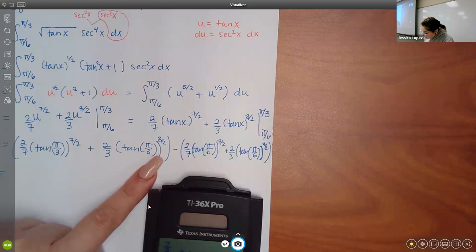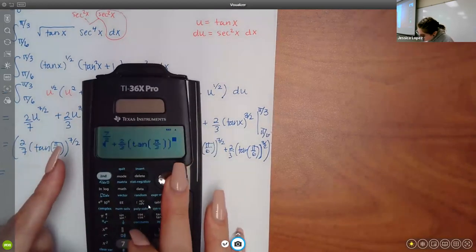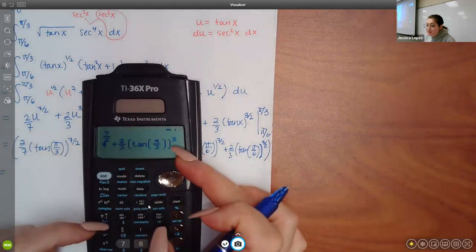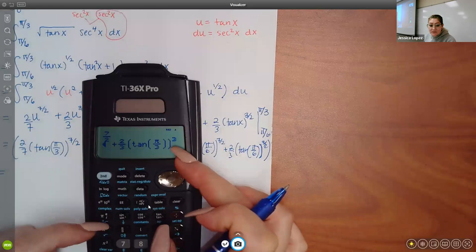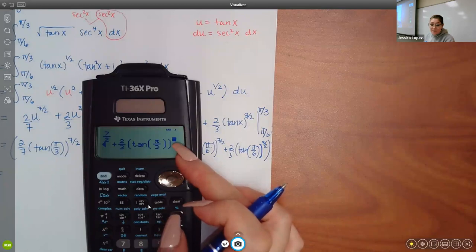See, it's too much for my calculator to do. This is what happens when I try to put 3 over 2. It has this little weird box, like a checkered box. That's when your calculator is not going to take anything else. And I can't leave it as a 3, right? It has to be a 3 halves power.